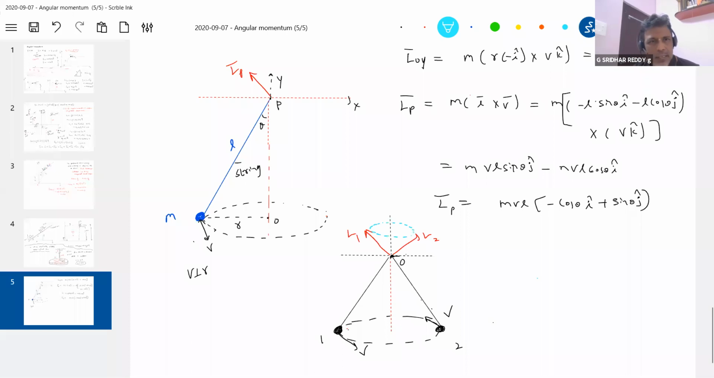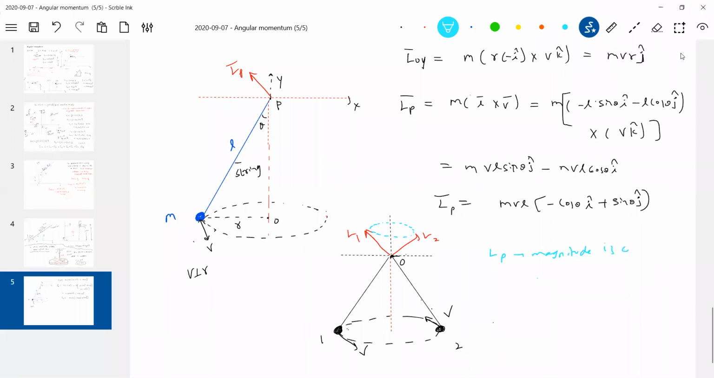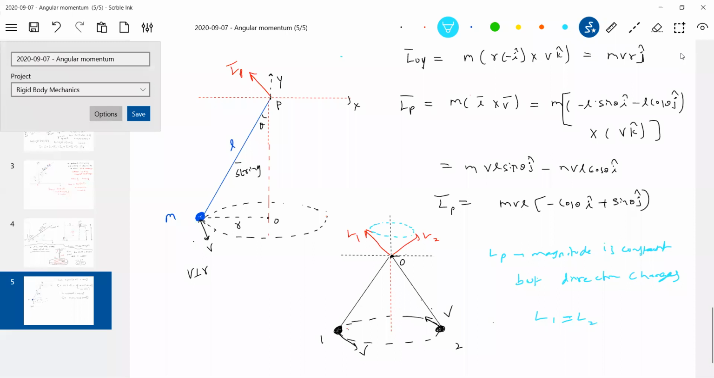Fine. So what we can conclude here: the magnitude is constant, but the direction changes. The direction will be continuously changing here. In fact, L1 equals L2. I'm showing it at only two positions here. But I think now it's an unlimited topic, no? I can ask you anything.